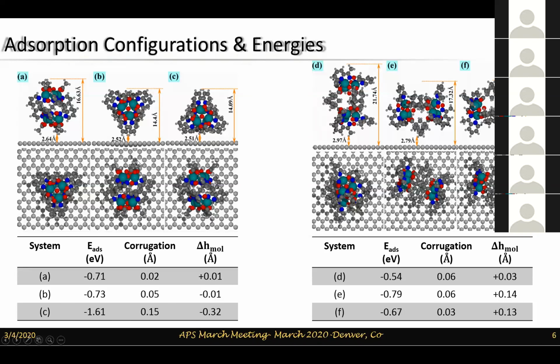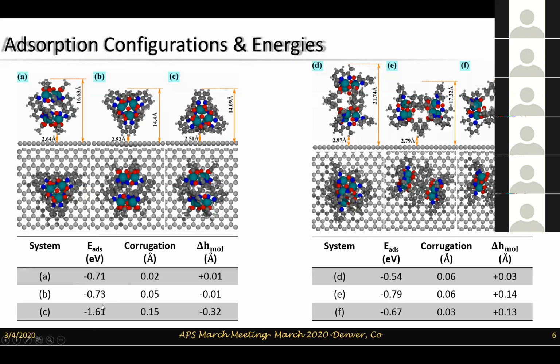What we are showing you here are the adsorption configuration and energies. On the left, you're looking at the ferromagnet. We tried several configurations, and we're showing 3 of them here. About a dozen configurations were tried, not infinite. Of the dozen, there were 3 that showed a good binding to the surface.